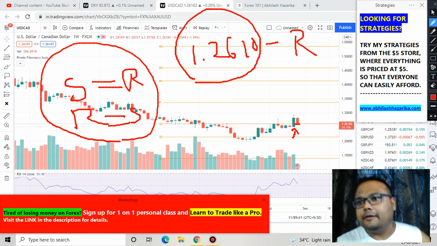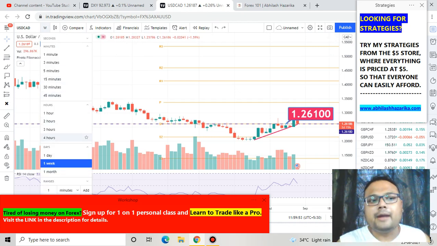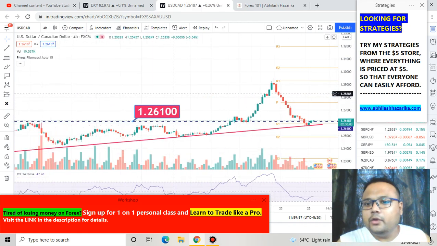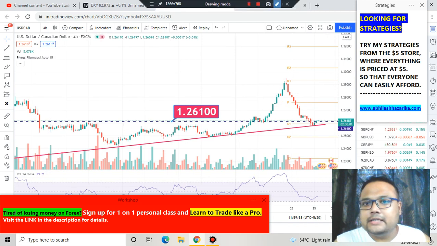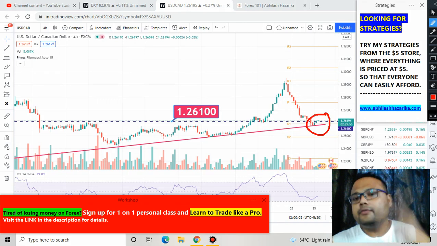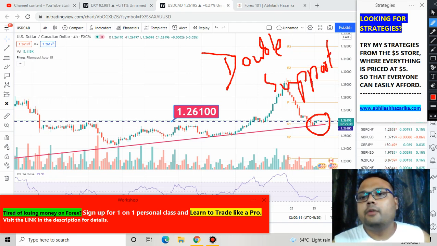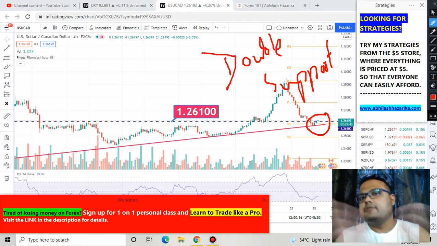Apart from the trend line, we have another support in the form of the 1.2610 level, because previously this was the resistance, and now we can hope that this will be acting as a support for the market. If we look at the chart carefully, the market is just standing above the weekly support as well. Therefore we have got double support right now, one in the form of trend line, second in the form of weekly support. Therefore undoubtedly the market is in a very sweet spot.